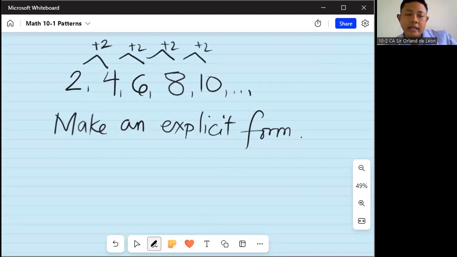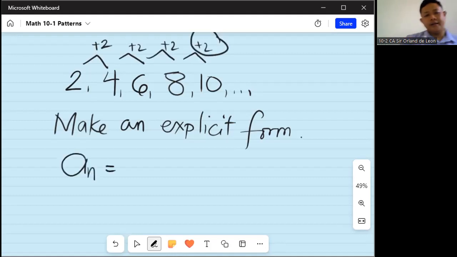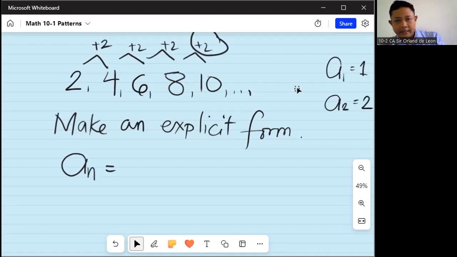And since the pattern tells us that you need to add 2 to get the next term, therefore, this adding of 2 has something to do with our formula. Okay? So how do we do this? Of course, an explicit form always starts with A sub n is equal to, ready? And you know that A sub 1 is the first term. Can you follow? A sub 2 is the second term, etc., etc.